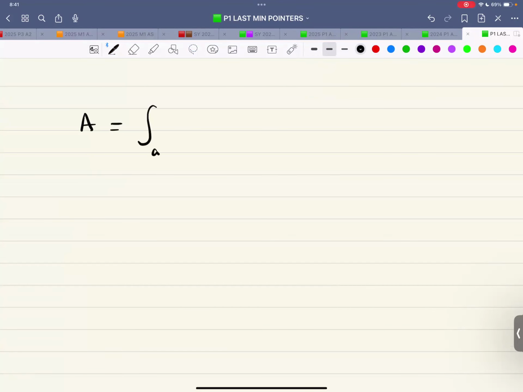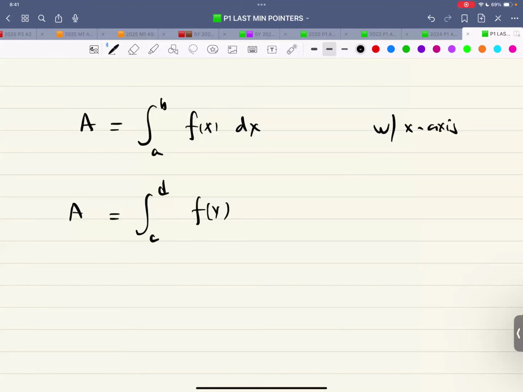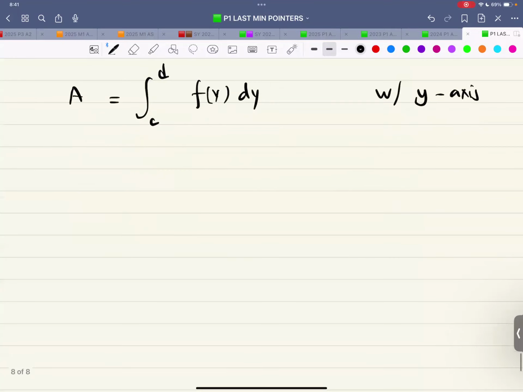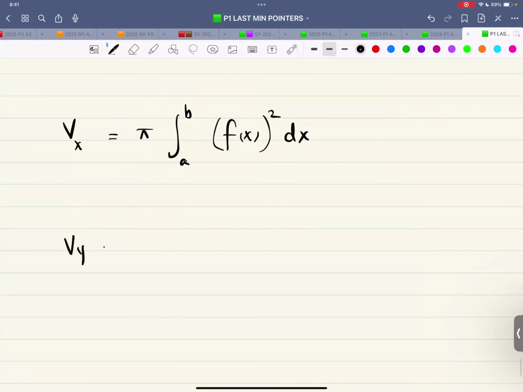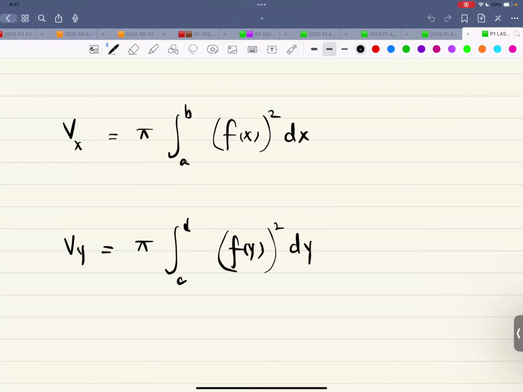Area is basic integration. This is A, this is B, this is f(x), this is dx. This is with x-axis. If it's C and D, and this is f of y dy, this is with y-axis. But if it's volume around x-axis, that is pi, limits a and b, this is f(x) whole square dx. If it's volume around y-axis, that's again a pi, c and d, and that is f of y whole square dy. So now just recently we finished this thing.